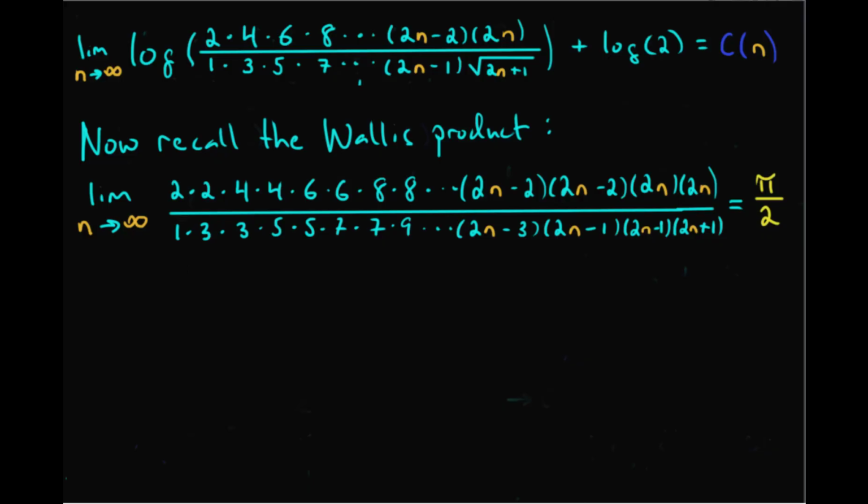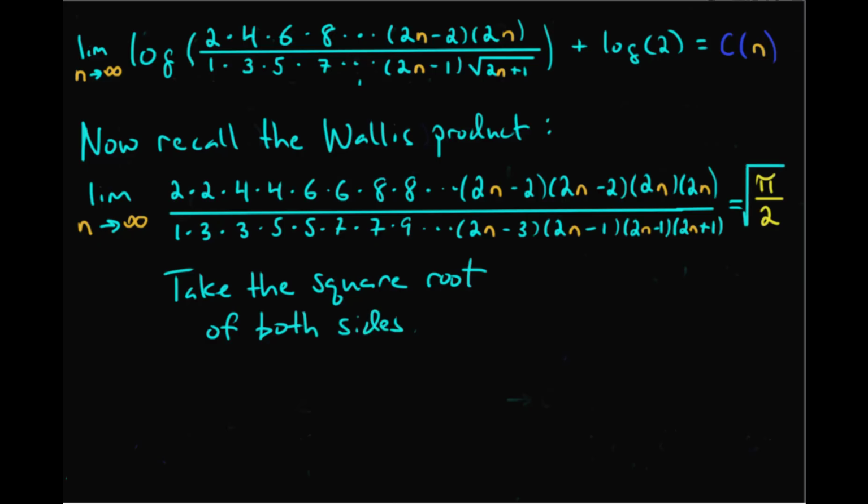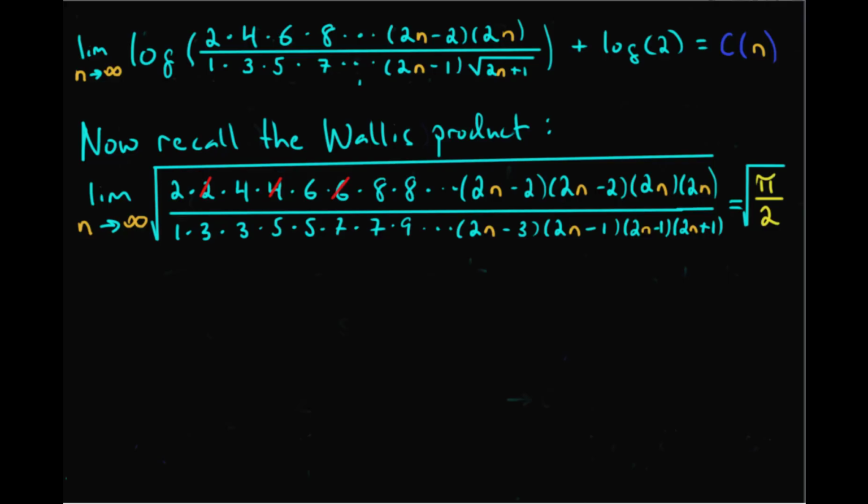And now what we're going to do is take the square root on both sides for the Wallis product. And by taking the square root on the left-hand side, all of these duplicated terms cancel out in the numerator and in the denominator. In fact, by taking the square root, the only term that remains that still has a square root in it is that last term in the denominator, the 2n plus 1, because it's not duplicated.